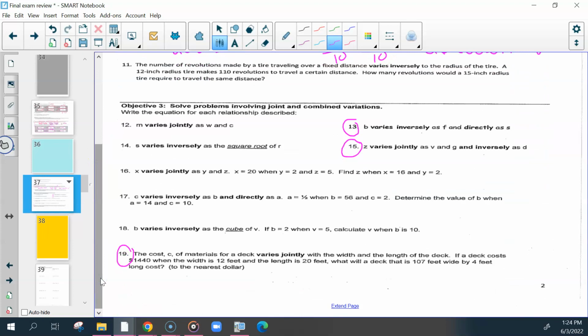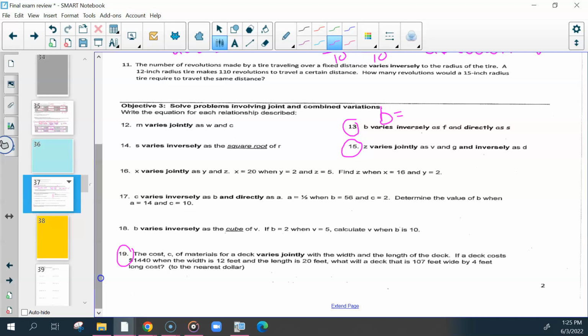So we're just going to do a few in this last objective. 13 and 15 are just setting up equations. If b varies inversely, we are dividing. If it varies directly, we are multiplying. So in this case, we are dividing f.